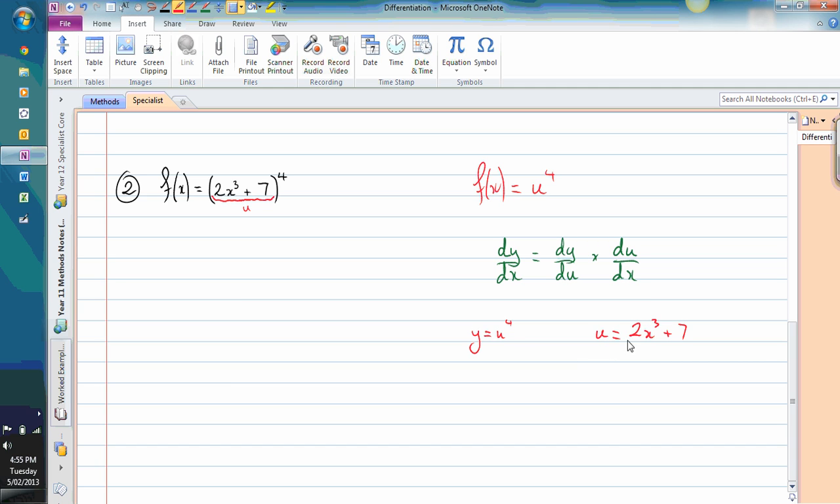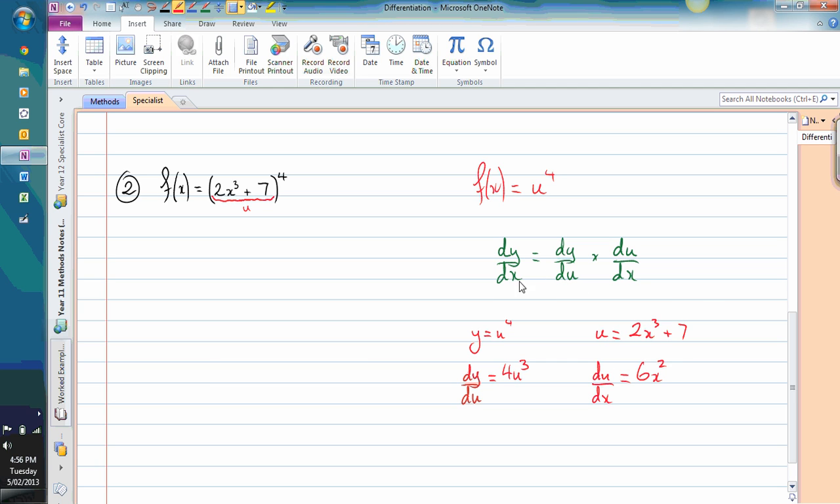Now, each of these separate functions we said were easy enough to differentiate on their own. I can differentiate this one. dy du is equal to 4 times u cubed. And this function here, u, I'm going to differentiate with respect to x, so du dx. It's going to be, bring the power down here, so 3 times my 2 is 6x squared. And we know that the constant just goes to 0, so this is my derivative.